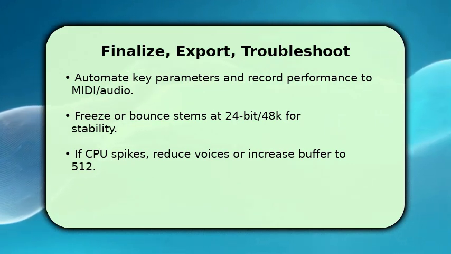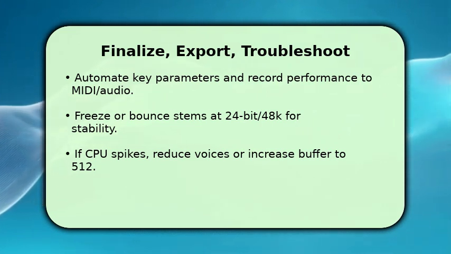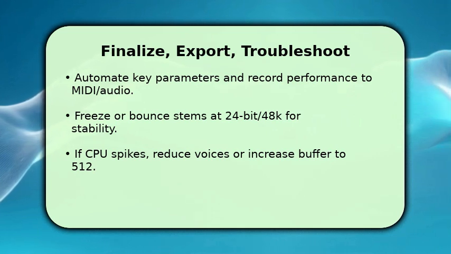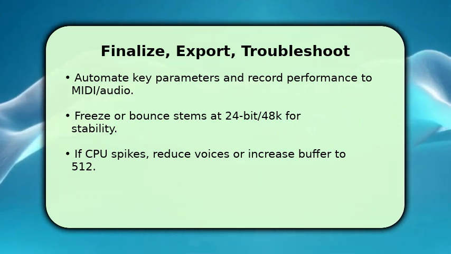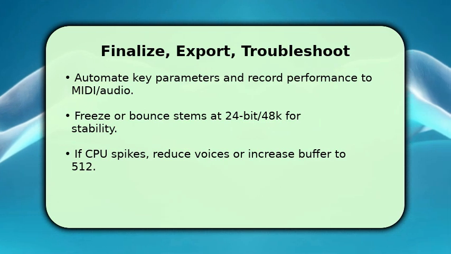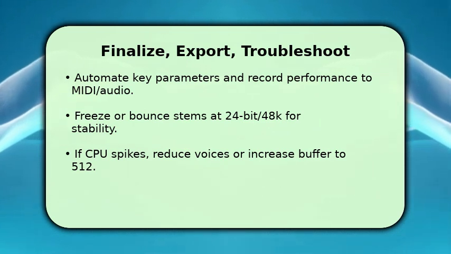If CPU spikes or dropouts occur, reduce polyphony, disable unused FX, or increase the buffer to 512 samples. This single tip resolves most playback stability issues quickly.